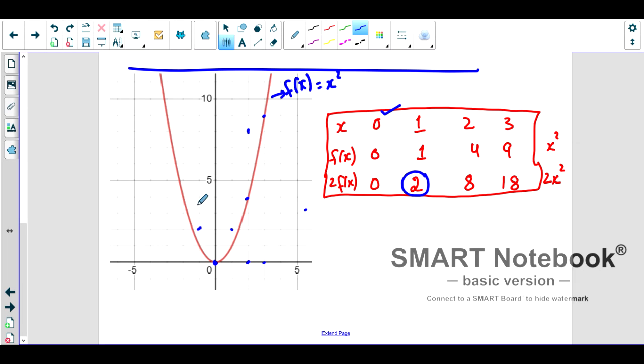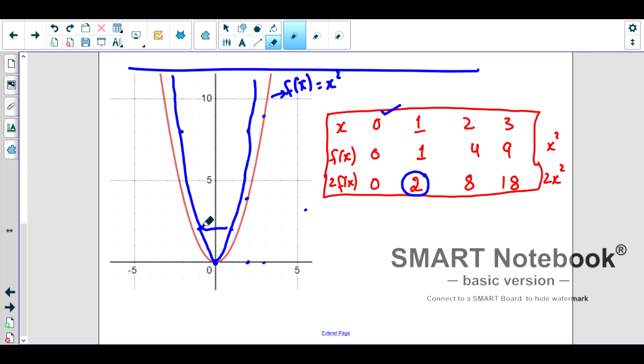So if you draw it, what you will see? You will see that the graph is going away from the x-axis. How can I say it is going away from the x-axis? Because before, you see, when it was 0 it was 0, 1 it was 1. Now it is doing what? It is stretching away.